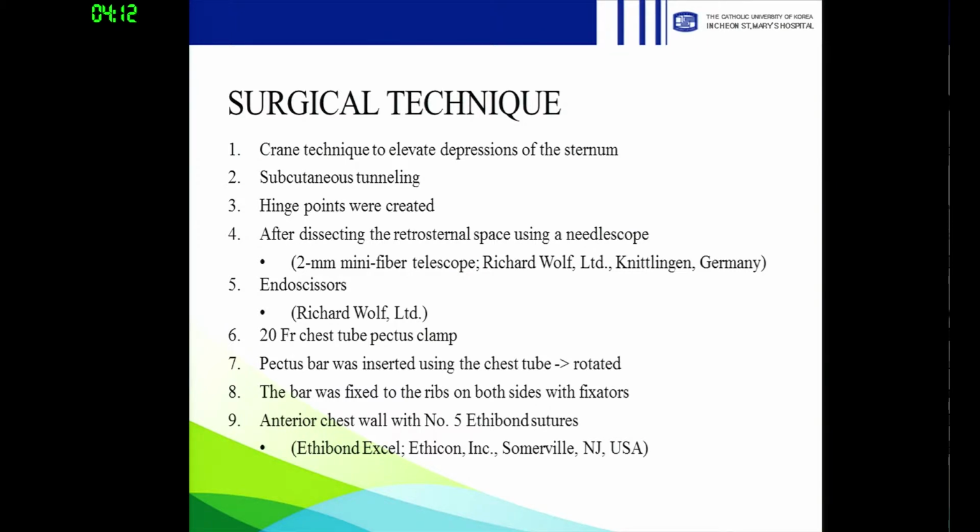The pectus bar was inserted using the chest tube as a guide and subsequently rotated. The bar was fixed to the ribs on both sides with the stabilizer and to the anterior chest wall with number 5 S-bond sutures.